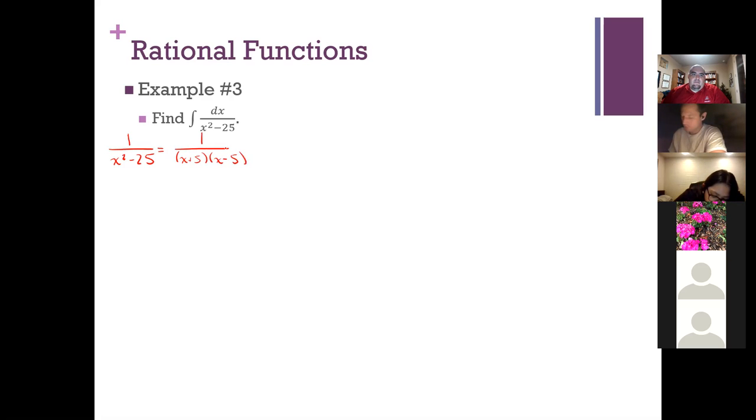x + 5 times x - 5. So we still have two linear factors. I'm going to try the same thing I tried last time. I'm going to break this up into two different fractions, one with each linear factor as its denominator.